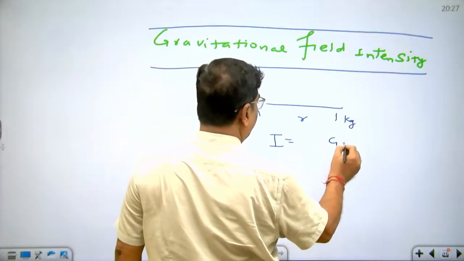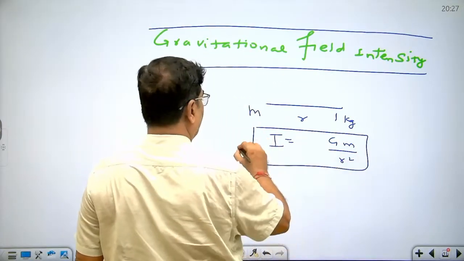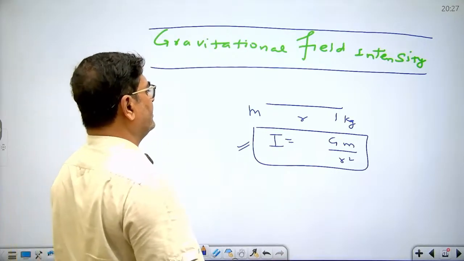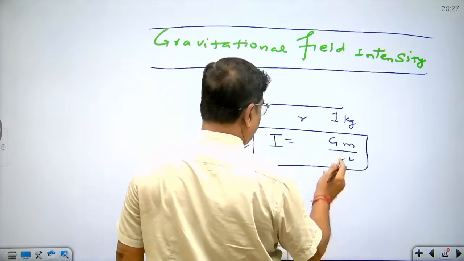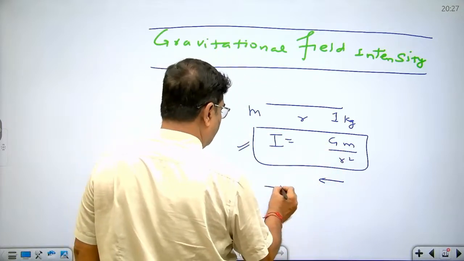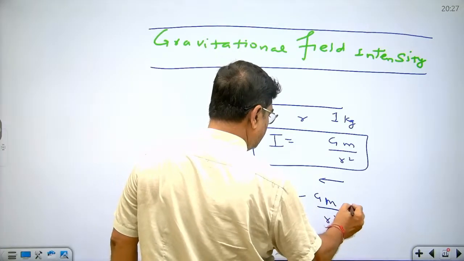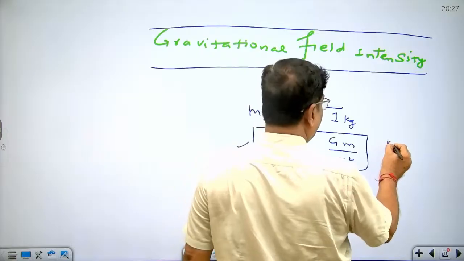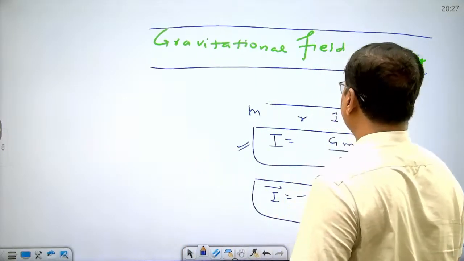So gravitational field intensity is Gm upon r square. This is the magnitude. And what is the direction? The direction is along the line joining this 1 kg mass and this small m. The direction will be towards it. So we can write the I vector equal to minus Gm upon r square r cap. And the unit is Newton per kilogram. It's a vector quantity.